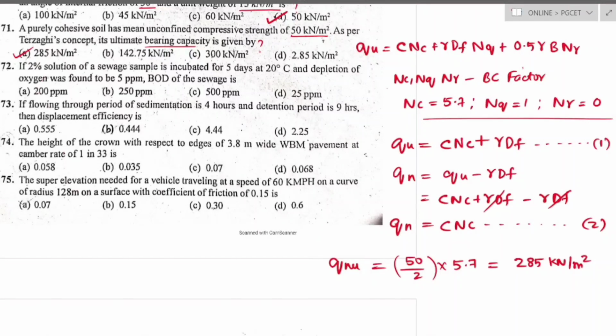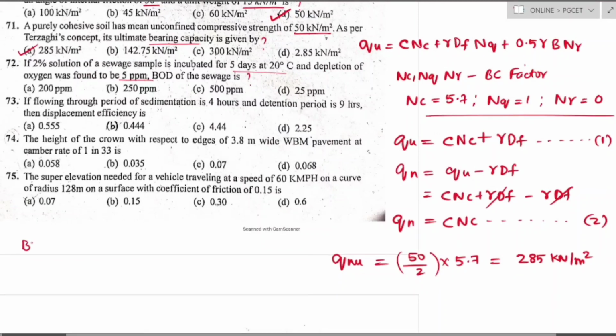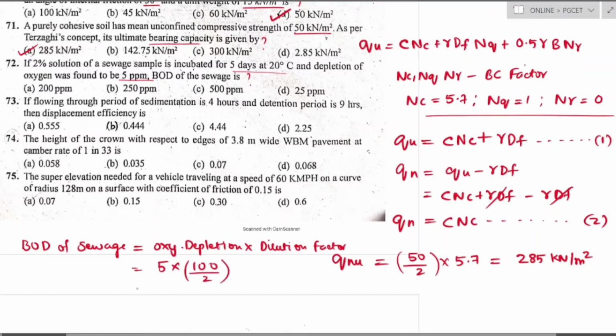Question number 72. If 2% solution of the sewage sample is incubated for 5 days at 20 degrees Celsius and the depletion of oxygen was found to be 5 ppm, then the BOD of the sewage. BOD of sewage is calculated by oxygen depletion multiplied by dilution factor. So oxygen depletion is 5 ppm multiplied by dilution factor, 2%. Now you will get the BOD of the sewage as 250 ppm. So option B will be the right answer.